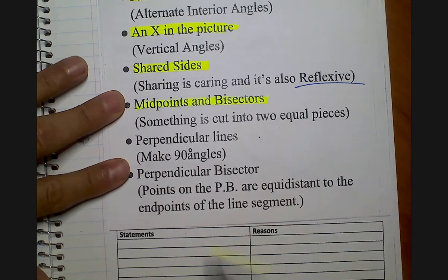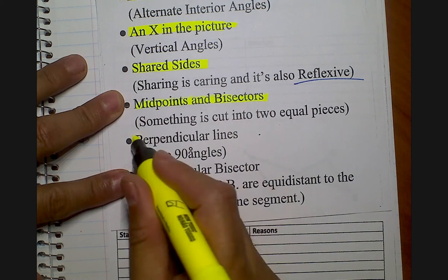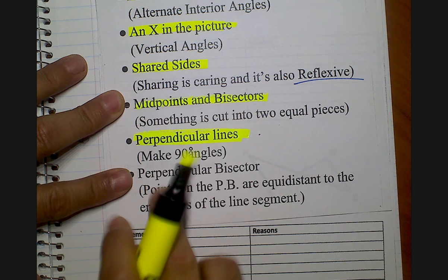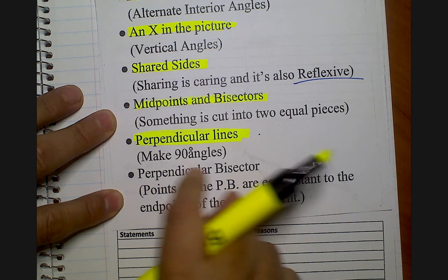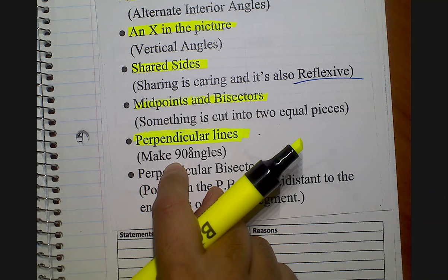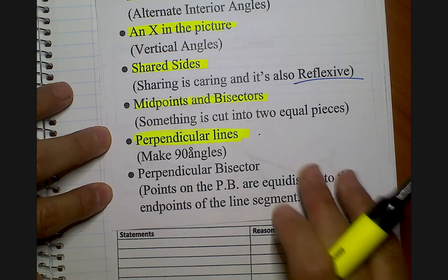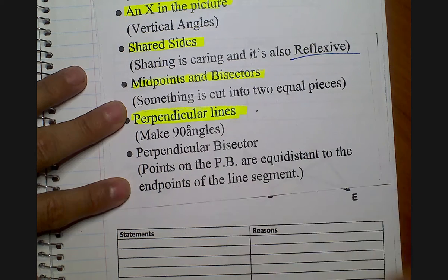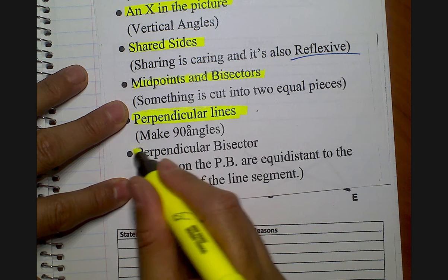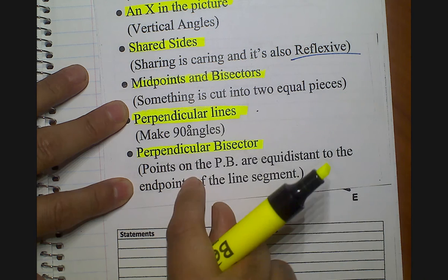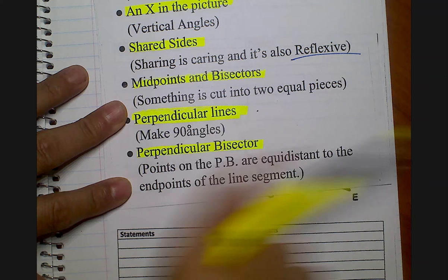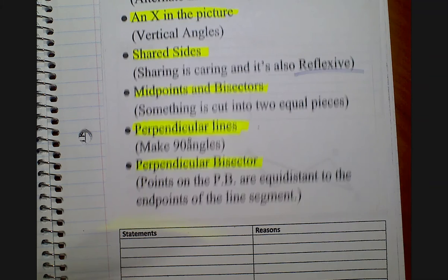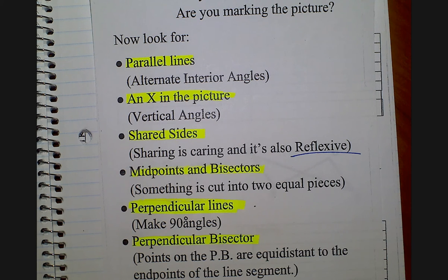Okay, perpendicular lines. When I have perpendicular lines, it's going to make 90-degree angles. So that's going to help me out. All 90-degree angles are going to be congruent to each other, so this is important. And a perpendicular bisector is a special one because it is perpendicular and it is bisecting. So it is two things together. I'll give you an example of a perpendicular bisector here for your notes.